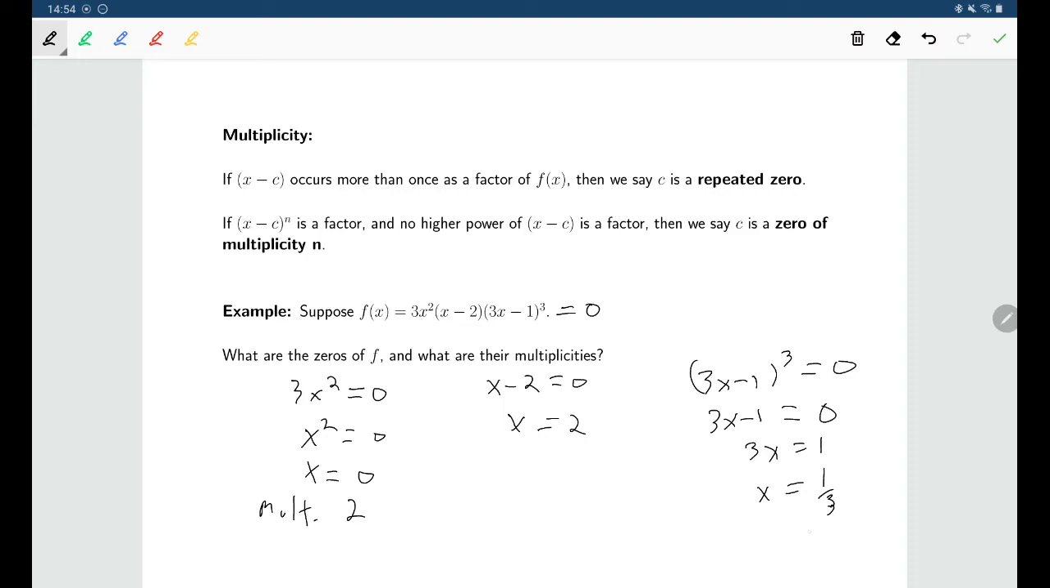Similarly, this x being a third, that was a 0 that came from 3x minus 1 being 0. And in our polynomial, we had 3x minus 1 cubed, which is really a 3x minus 1 times a 3x minus 1 times a 3x minus 1. So in other words, that's something where it has multiplicity 3, because 1/3 is actually a 0 3 times.